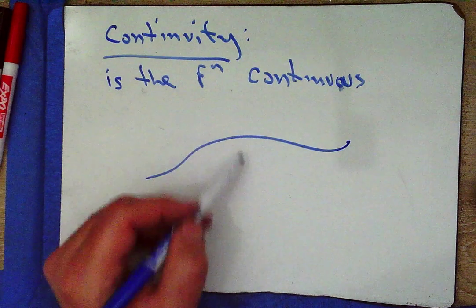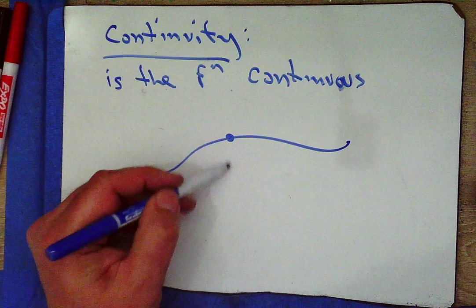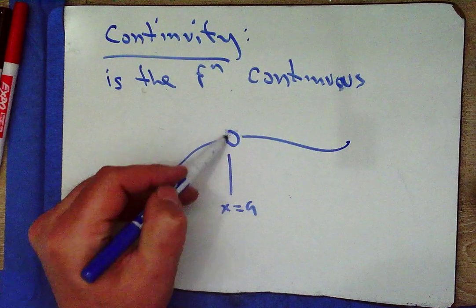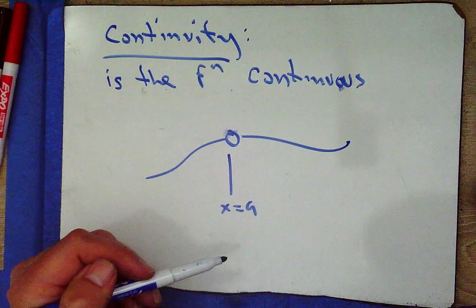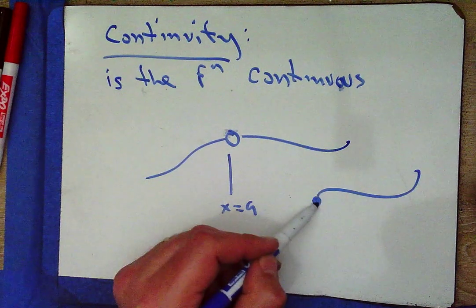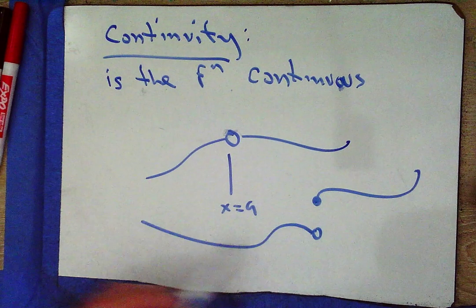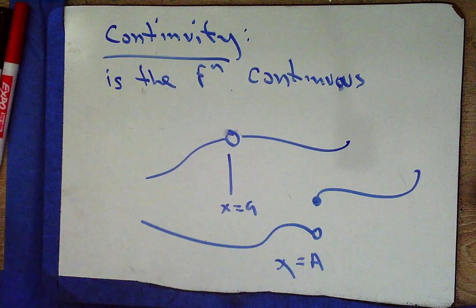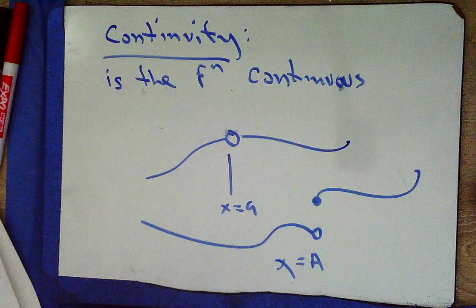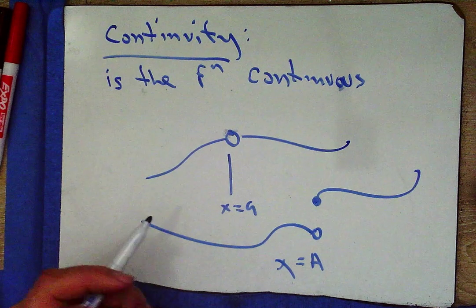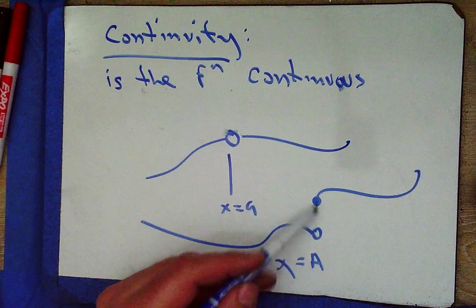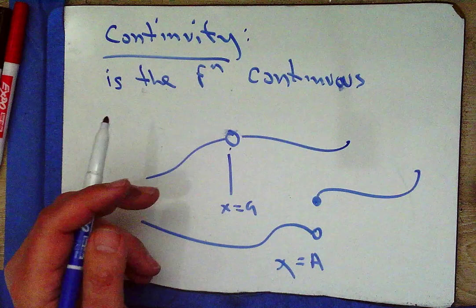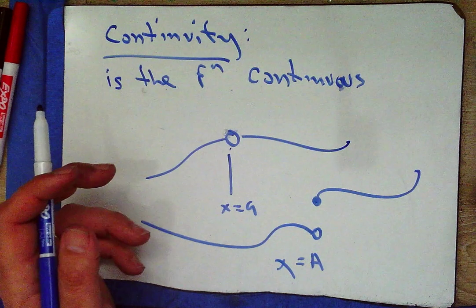Well, this function is continuous at the point x equals a. This function is not continuous at x equals a. This function is not continuous at x equals a. So we've got these things called discontinuities. Here's a discontinuity. That's a jump discontinuity. A hole is a type of discontinuity. So a discontinuity is a place where the function isn't continuous.